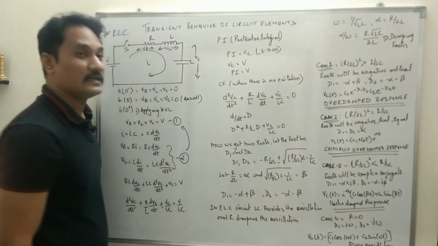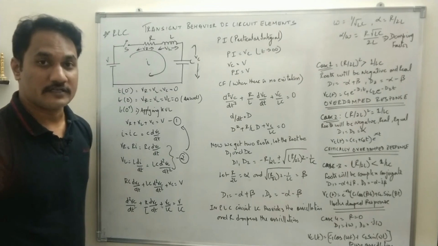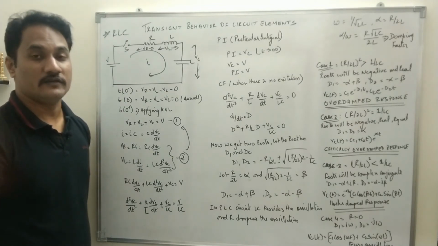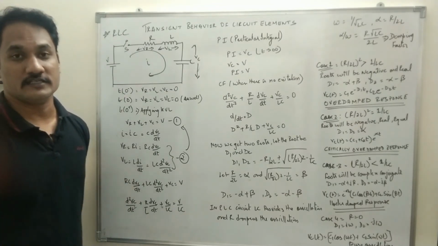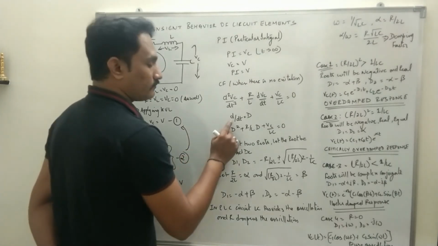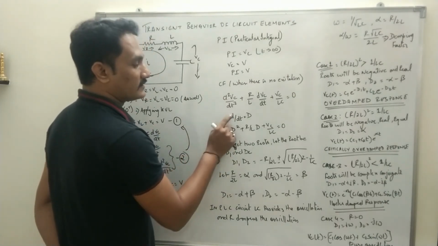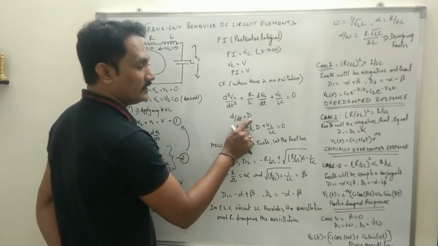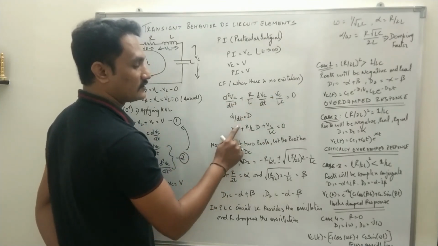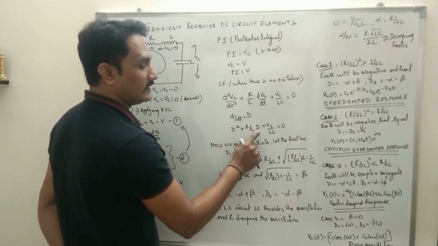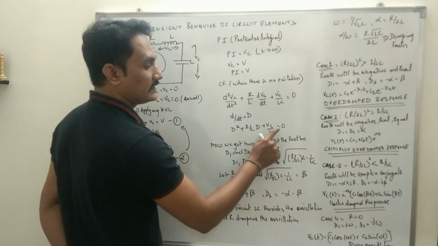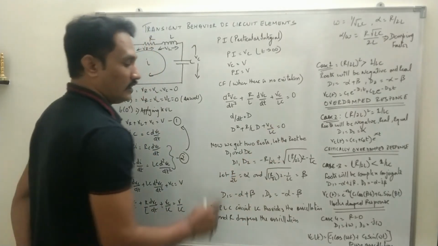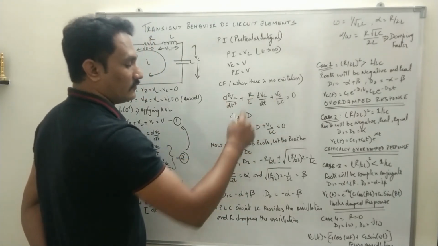As I said, this is a second order differential equation. We find out the roots of this equation. Considering d/dt equals D, this equation can be reduced to D squared plus (R/L)D plus 1/LC equals 0. This entire equation will be equated to 0.